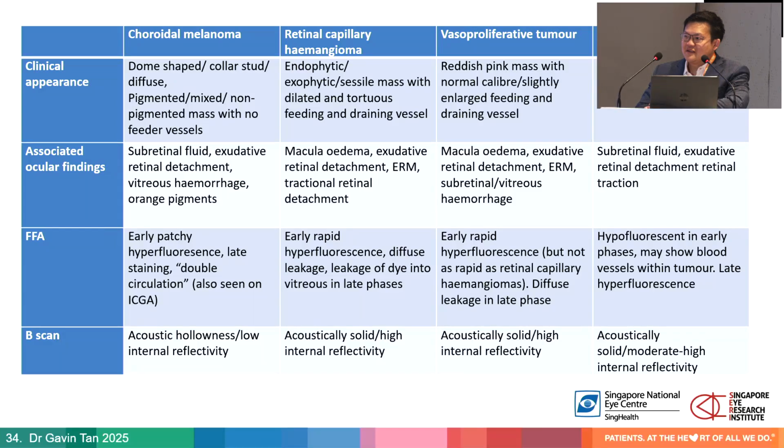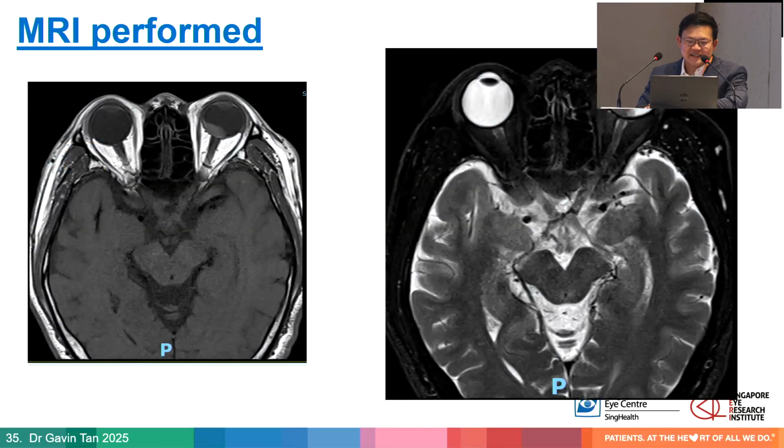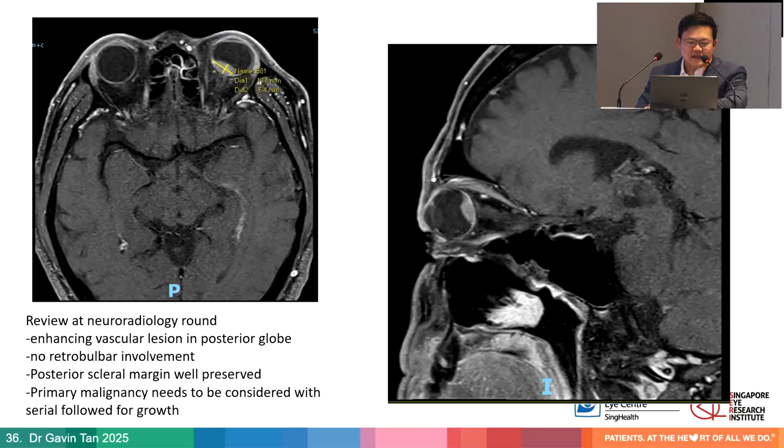So I'll go on. Any other questions, thoughts? I'll show a bit more imaging, then I'm going to open it for differentials, because this one was a very challenging case. So an MRI was performed, and we had a long discussion with our neuroradiologist, who felt very strongly it was a vascular lesion based on the MRI because of the amount of enhancement. The posterior scleral margin was well preserved, but obviously they always caveat that a primary malignancy needs to be considered and serial follow-up for growth.